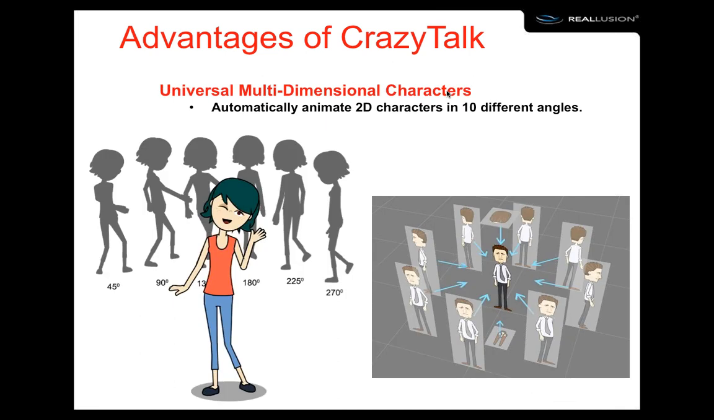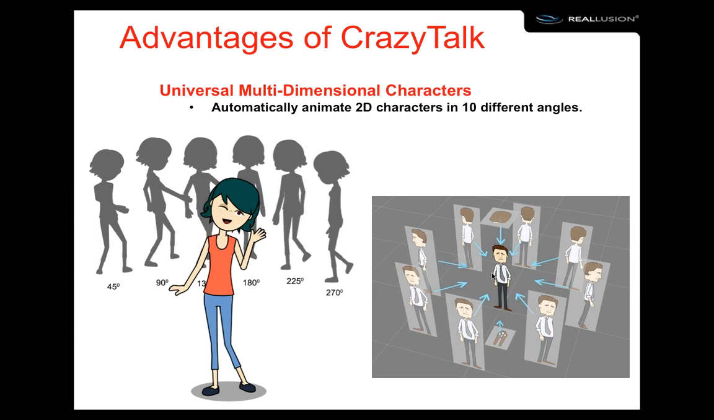CrazyTalk Animator 2 also has another feature, which is the universal multi-dimensional characters. This is what we call the G2 characters, or the Generation 2 characters. These are basically 2D characters that come in 10 different angles. So just like you see here, we have the front-facing angle, we have 45, we have 90, we have 180 at the side, 270, and so the idea here is that these specialized characters have all these angles built into them.